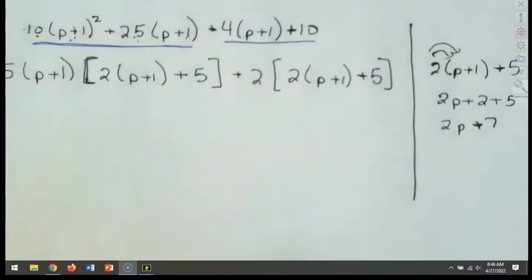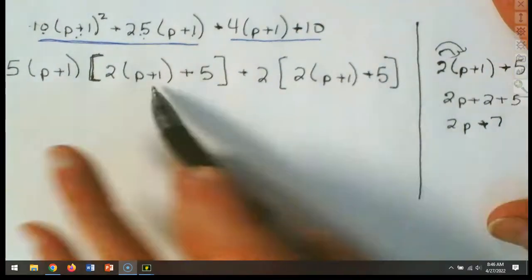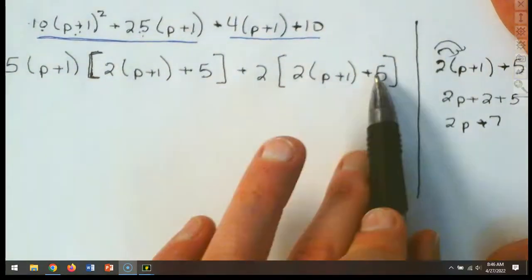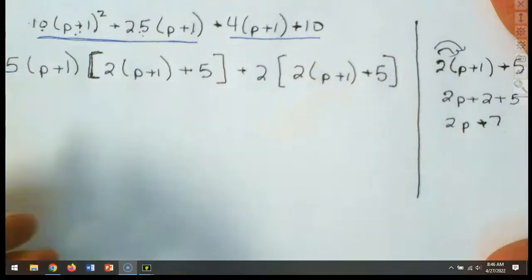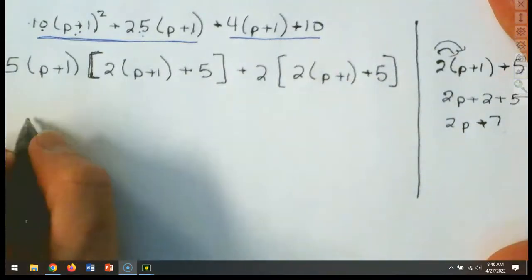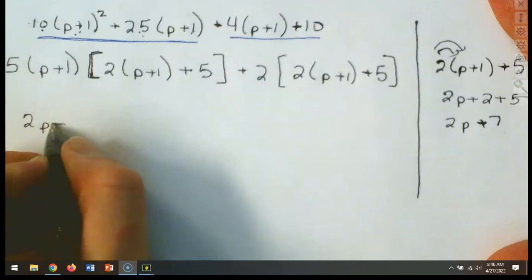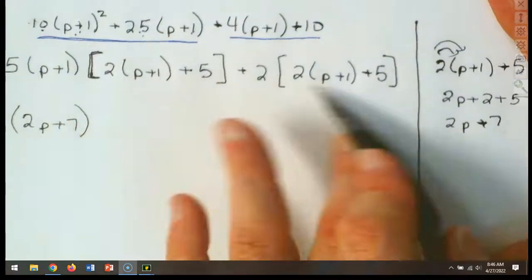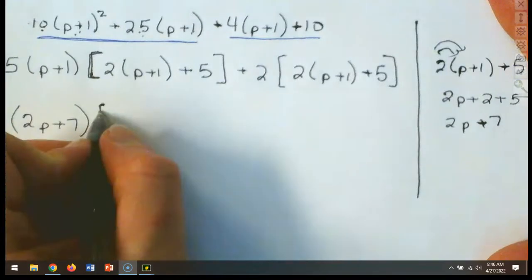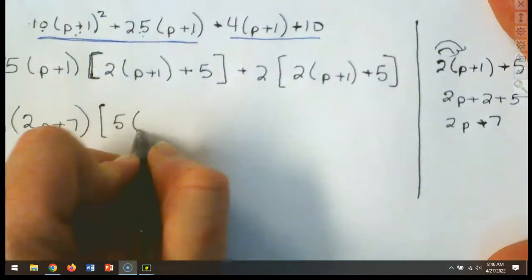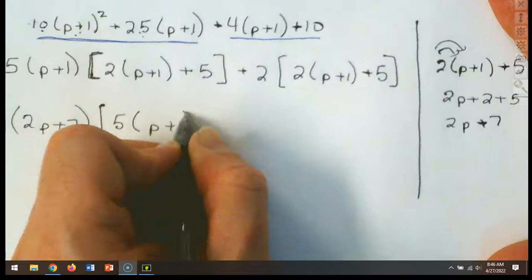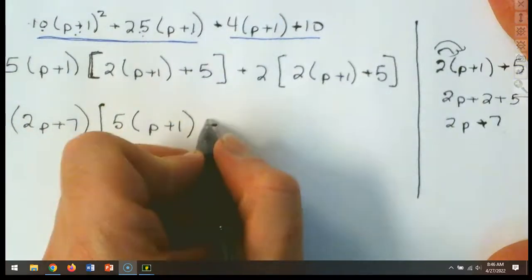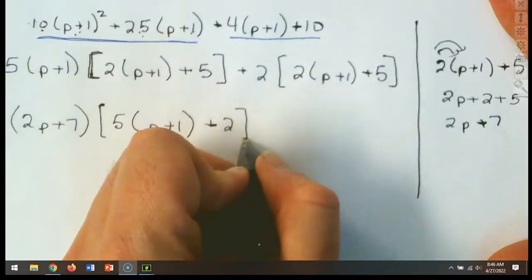Okay, so that takes care of that. These are the same. This is what's going to come out, right? Because these are the same here. So that's going to come out as a 2p plus 7, because that's what that condensed down into. And what's left over? 5 times p plus 1 plus 2.